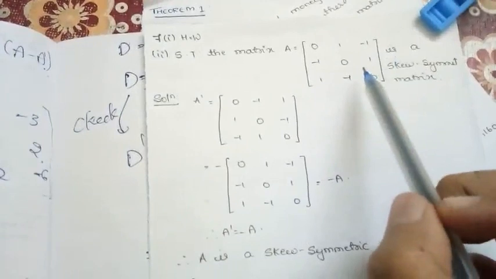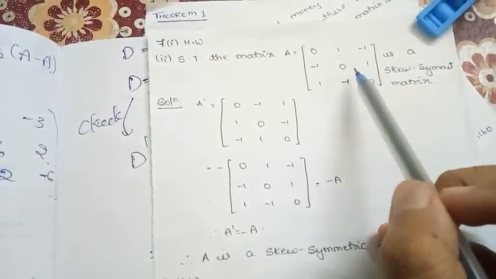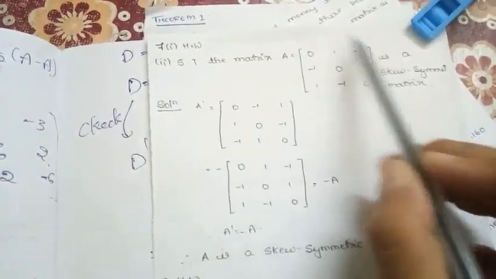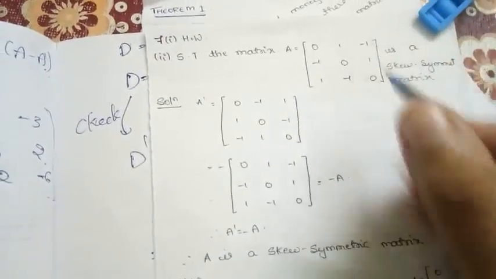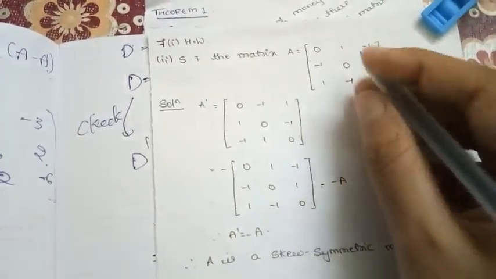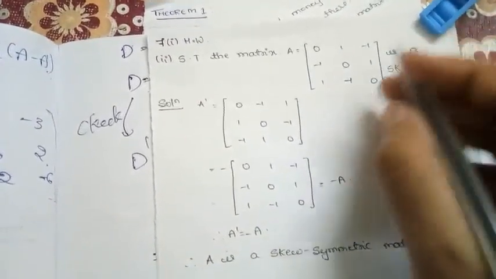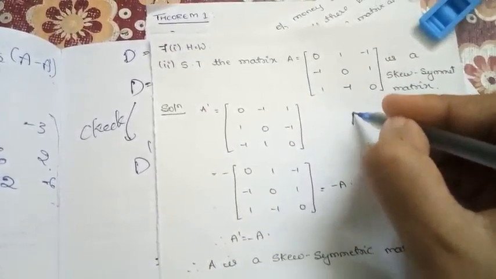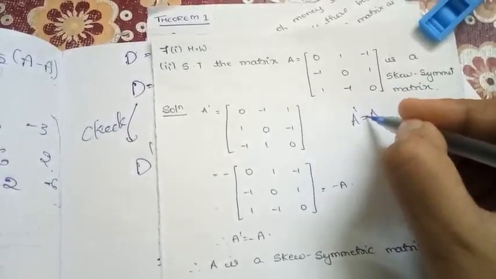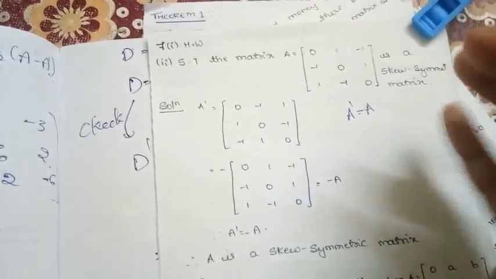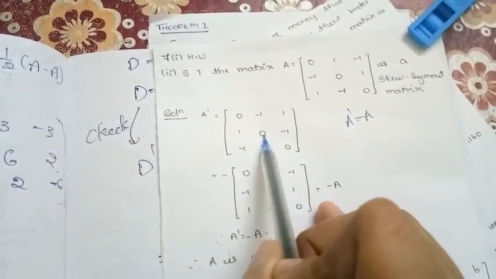So here they have given one matrix, then they are asking you to show that the given matrix is a skew symmetric matrix. How will we show that? Because in the definition itself we know that the matrix must be square. You can see here it is a square matrix, and another condition it should satisfy is that the transpose of that matrix is the negative of that given matrix. So just take the transpose of this matrix.